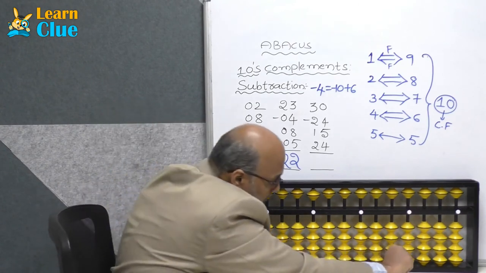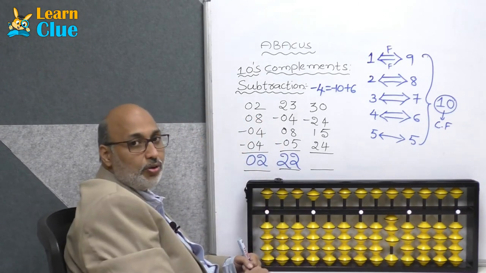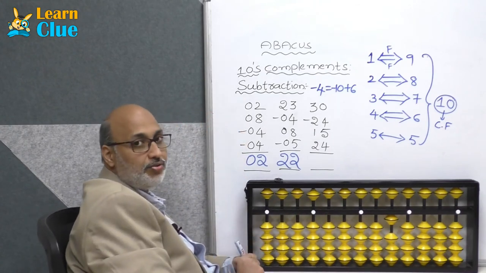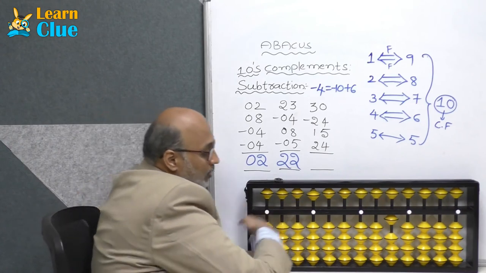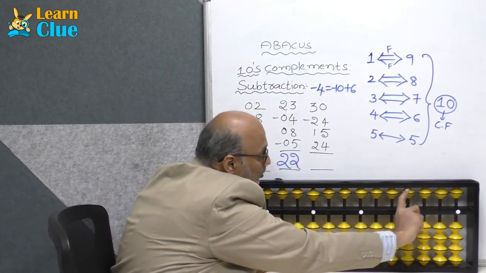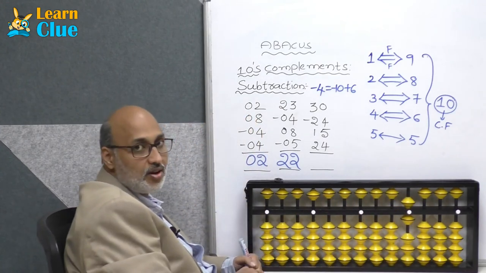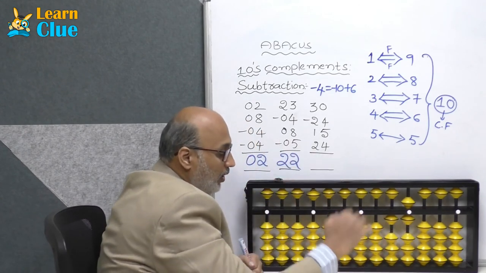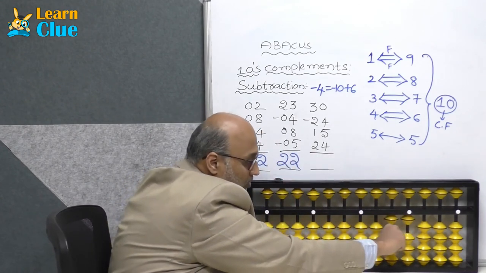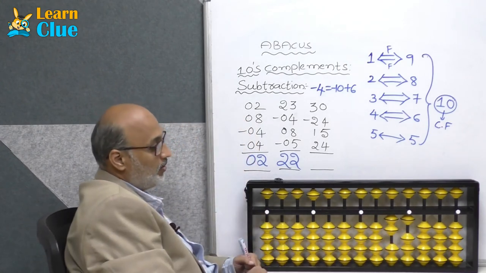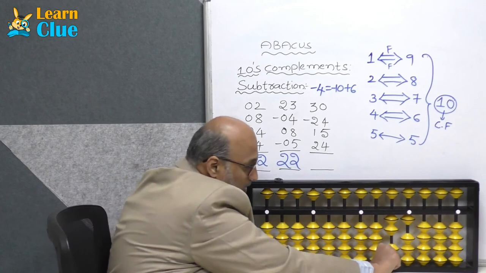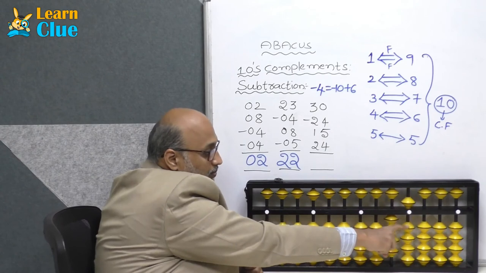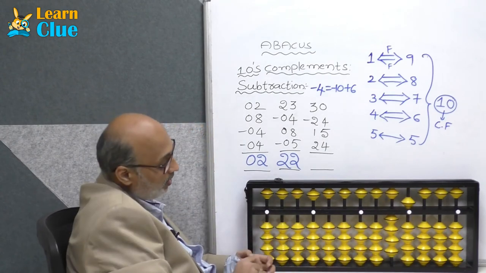Next problem, 30. Minus 24. Minus 20, now minus 4. Who is the friend of 4? 6 again. So minus 10 plus 6. Now plus 15, plus 10 plus 5. 5's friend is 5 itself. Minus 5 plus 10. Now they are asking plus 24. Plus 20 plus 4. Plus 4 is nothing but plus 5 minus 1.